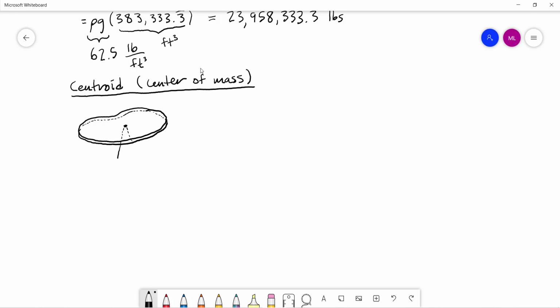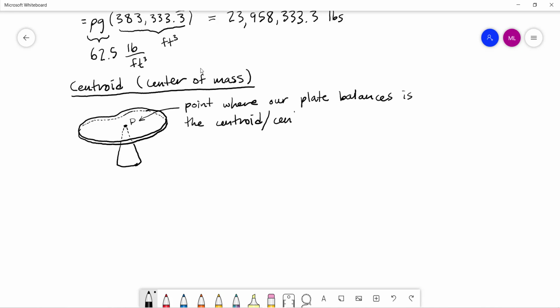this thing would balance. So if you put something right there, this point P is the point where our plate balances. And this is the centroid, center of mass, center of gravity.